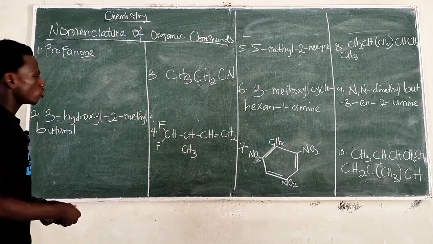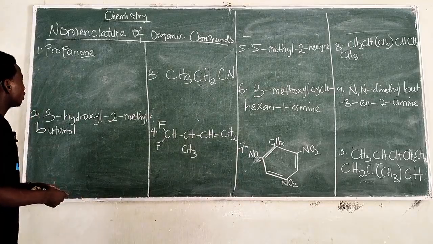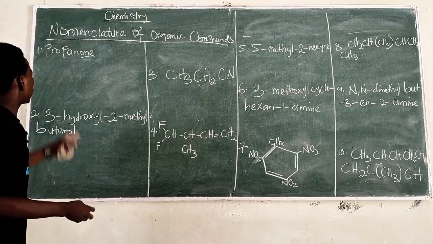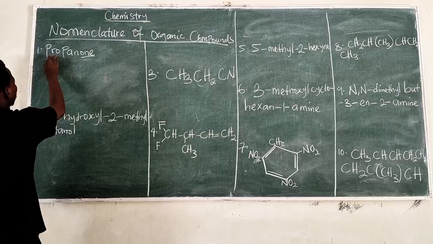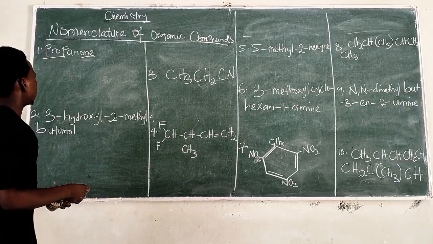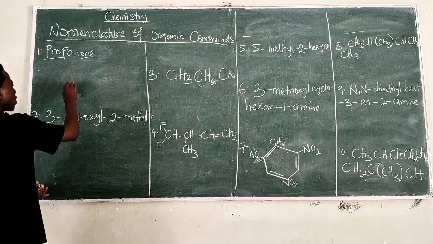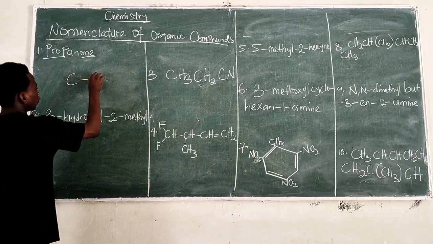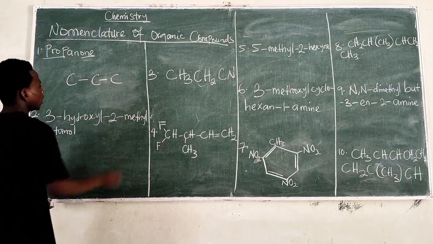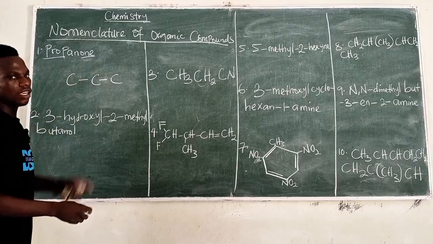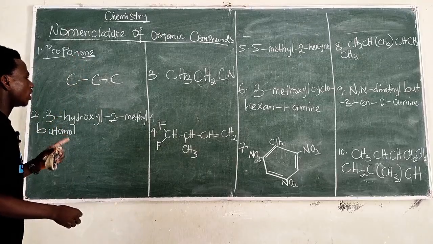So in this particular structure, we have the name given as propanone. Propanone, prop here is indicating 3 carbon atoms. So prop is indicating 3 carbon atoms. So we have 1, 2, and 3. Like we said before, ONE is indicating the ketone family.